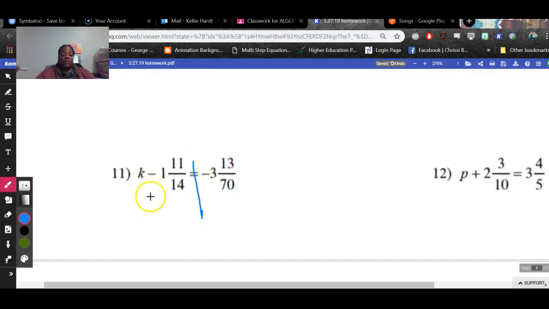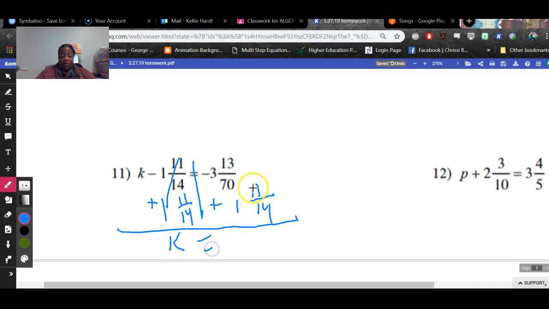You can see you need to get rid of the negative 1 and 11/14 by adding 1 and 11/14. Same thing on this side, adding 1 and 11/14. That cancels out, leaving you k. Real math is here. Look at that, a negative plus a positive. As you know, this means you're really going to subtract 2 problems, right?